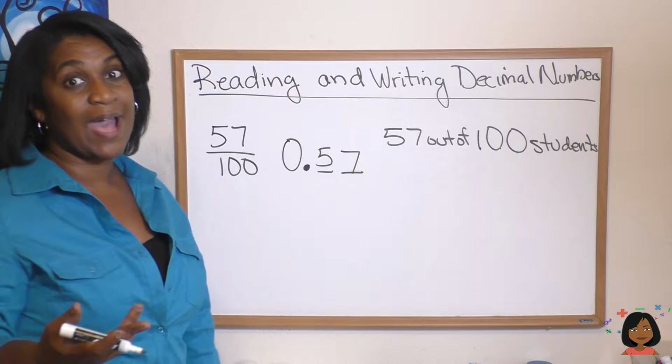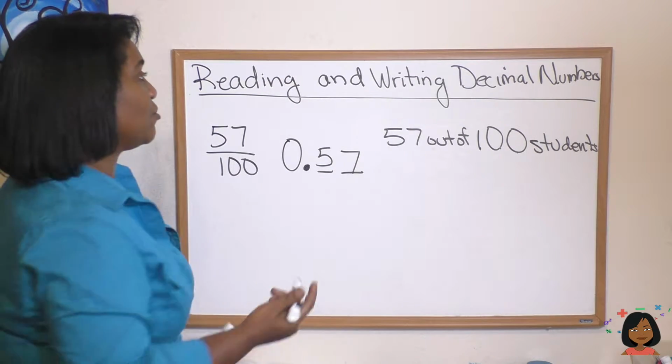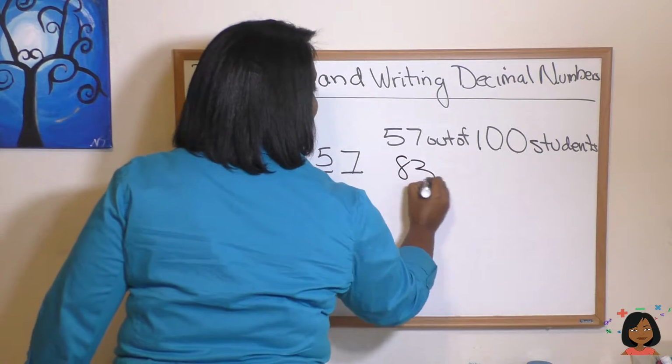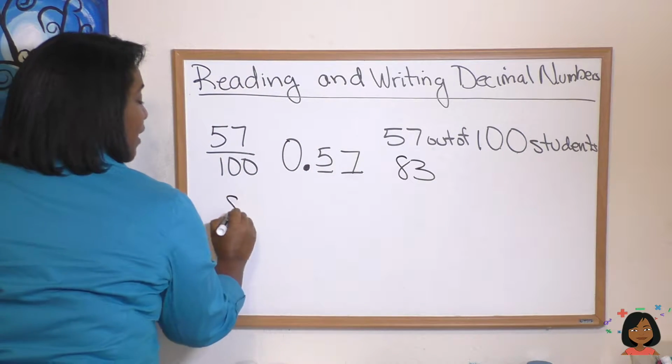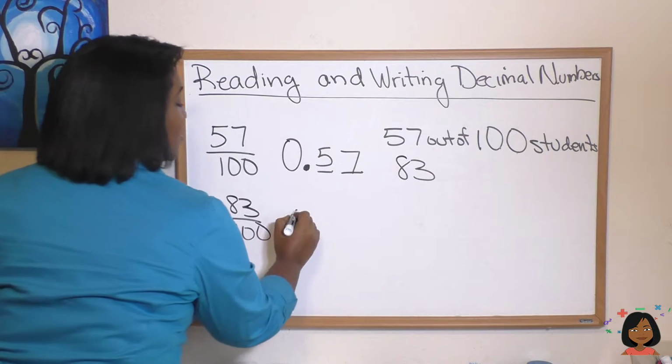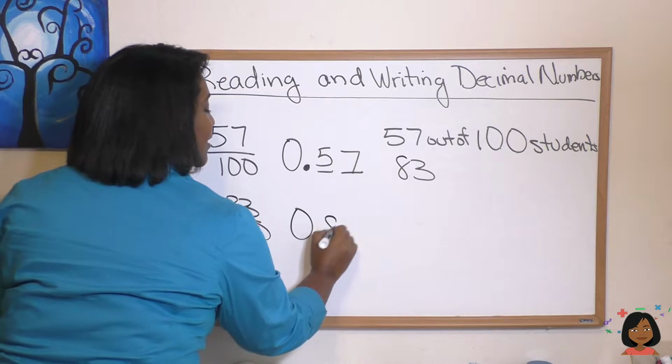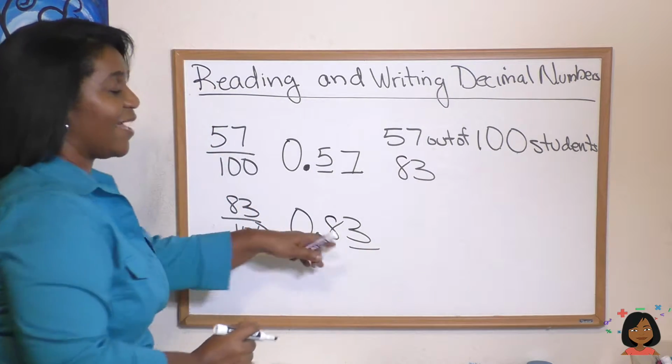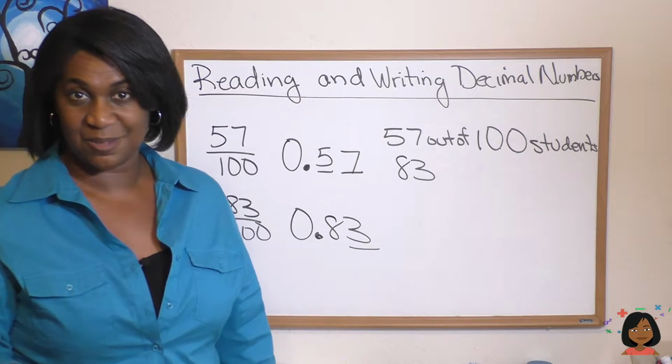Let's say that we now know that 83 students had milk. What's that fraction? 83 over 100. And what's that decimal? Same thing, 0.83, because we have that 3 in the 100th place.